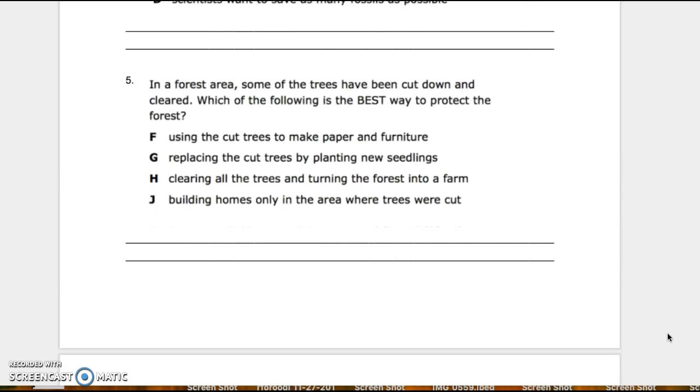Number 5. In a forest area, some of the trees have been cut down and cleared. Which of the following is the best way to protect the forest? F. Using the cut trees to make paper and furniture. G. Replacing the cut trees by planting new seedlings. H. Clearing all the trees and turning the forest into a farm. J. Building homes only in the area where trees were cut.